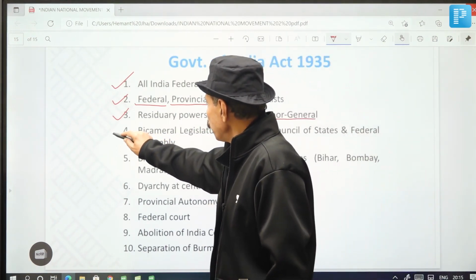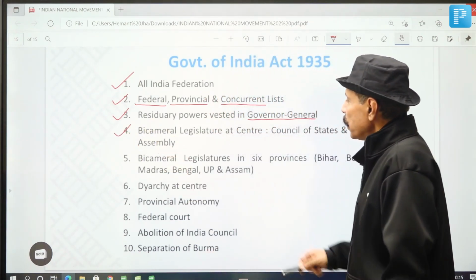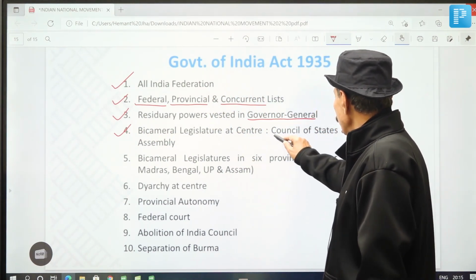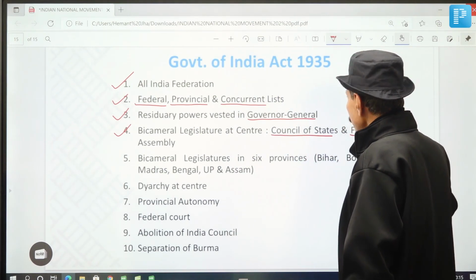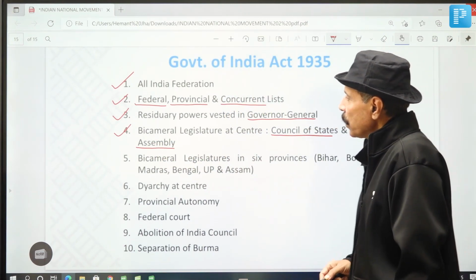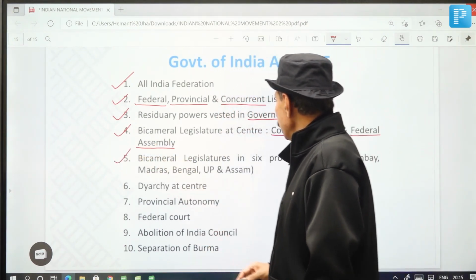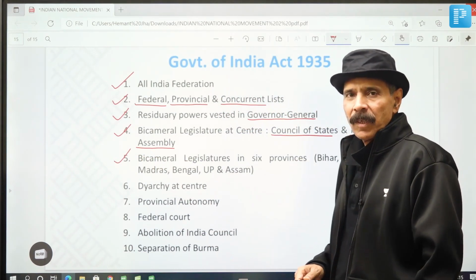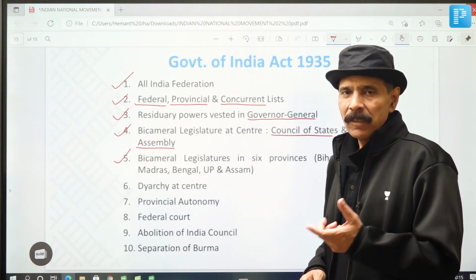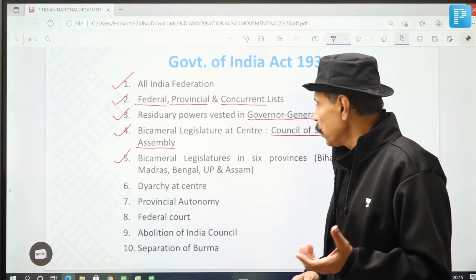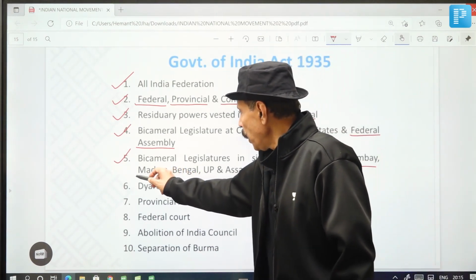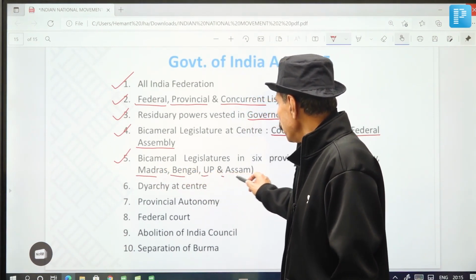Next is the bicameral legislature at the center. This was created by the Act of 1919 and was retained: Council of State, the upper house, and Federal Assembly, the lower house. So the name of the lower house was changed. Next, bicameral legislature in six provinces. Till now, the legislatures in provinces were unicameral. This act introduced bicameralism in six provinces: Bihar, Bombay, Madras, Bengal, UP, and Assam.